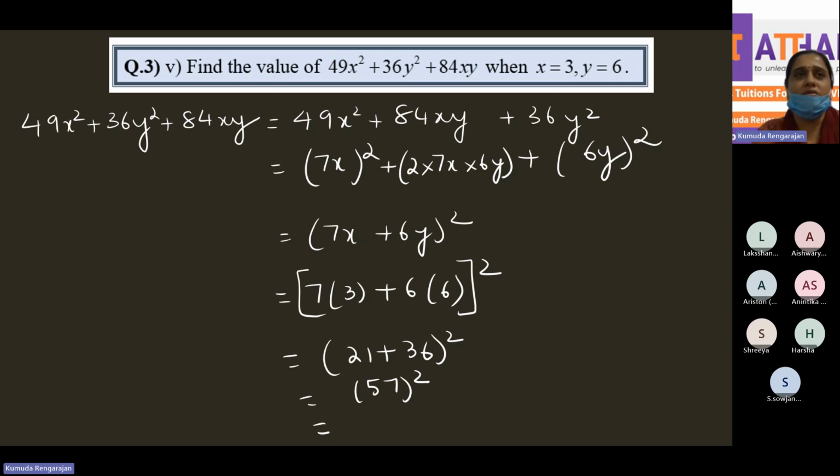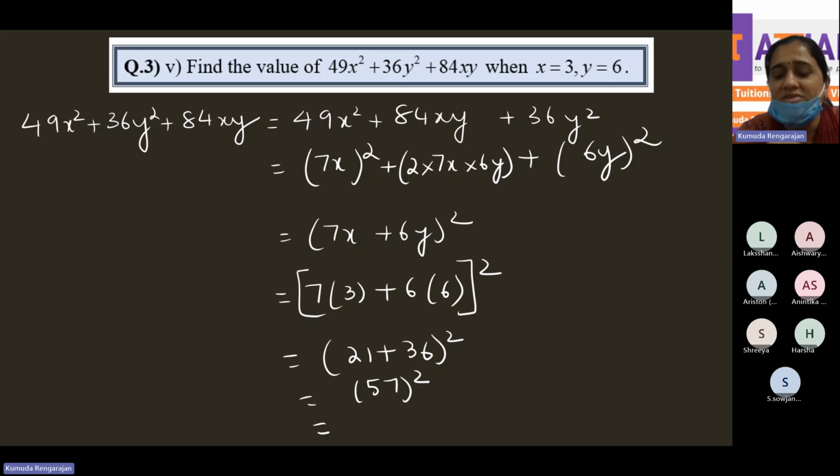If you're sure of the identity, a plus b the whole square is a squared plus 2ab plus b squared. So if what you have looks like a squared plus 2ab plus b squared, then you should write it as a plus b the whole square. If you have a plus b the whole square, you should write it as a squared plus 2ab plus b squared. The identity has both the question and answer in it. If one side is like the question, the other side is the answer. So we have 7x the whole square, which is a squared, 2 into 7x into 6y, which is 2ab, and 6y the whole square, which is b squared.